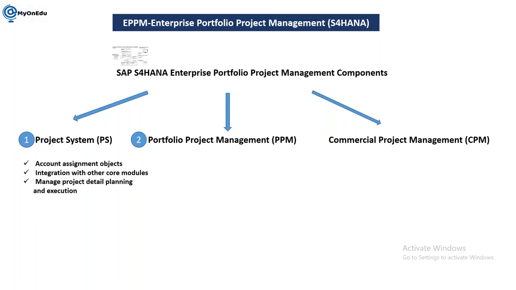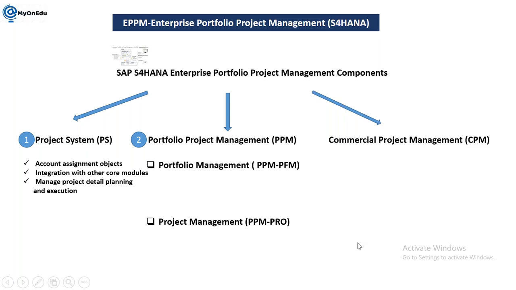It has integration with other core modules, the controlling module, and manages project detailed planning and execution. It is the core module which is integrated with other modules like FICO, SD, PM, PP. So to manage all these cycles, you need to go for project system. In portfolio project management, we have two subcomponents: one is portfolio management and another is project management. Technically, PPM PFM and PPM PRO.